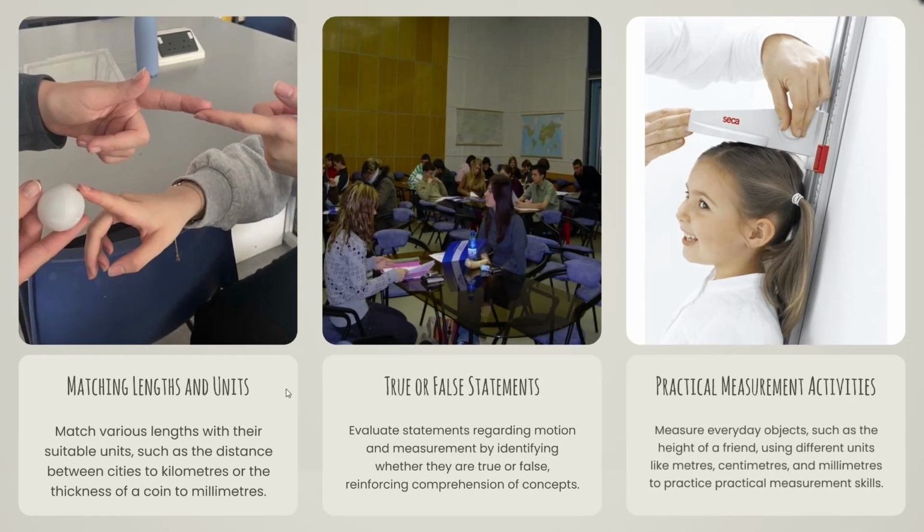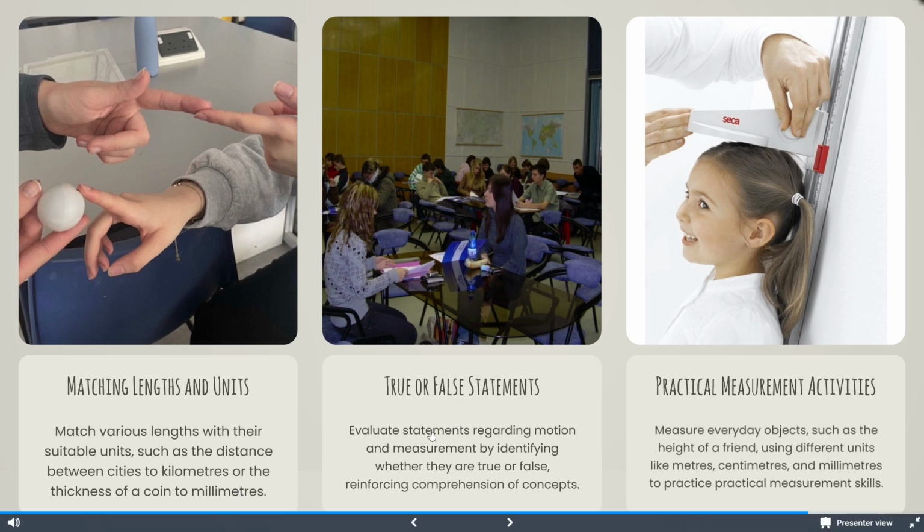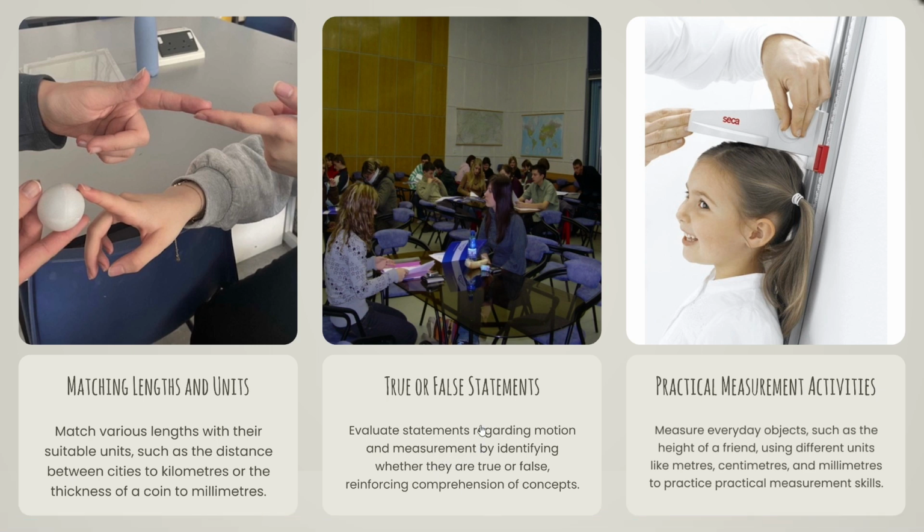So, exercises and observations. Matching lengths and units. Match various lengths with their suitable units, such as the distance between cities in kilometers or the thickness of a coin in millimeters. For measuring the thickness of a coin we use millimeters, while for measuring the distance between cities we use kilometers. We will also evaluate statements regarding motion and measurement by identifying them as true or false; such a question may be asked from this chapter. Practical measurement activities.